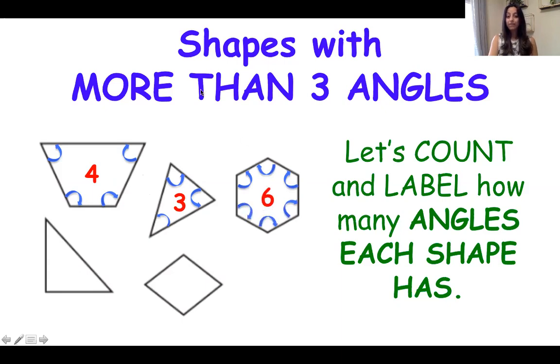This has 6, so that follows the rule. It's more than 3 angles. Let's do this one. 1, 2, 3. This one only has 3. And our last one, 1, 2, 3, 4.